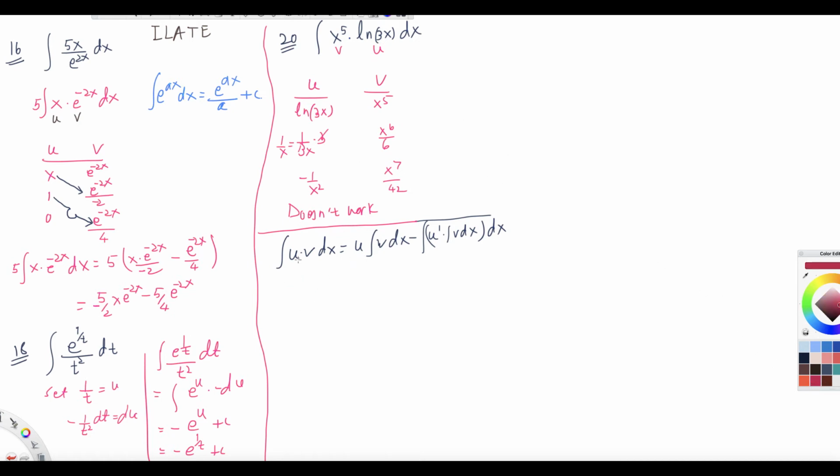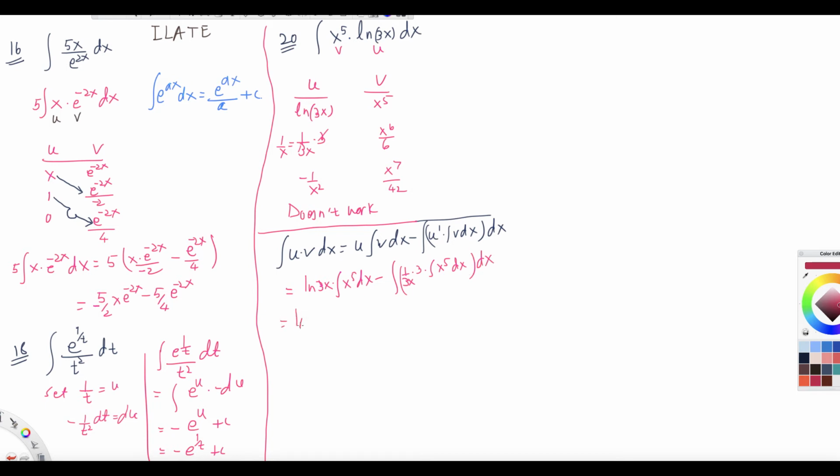So the formula will be, therefore the integral is equal to u, natural log of 3x, times v, x to the 5, so x to the 5 dx, minus the derivative of u. What is the derivative of u? It is natural log of 3x, the derivative will be 1 over 3x times 3, times the integral of v. What is the integral of v here? Integral of v is the integral of x to the 5 dx, and then there is a big dx outside, right?